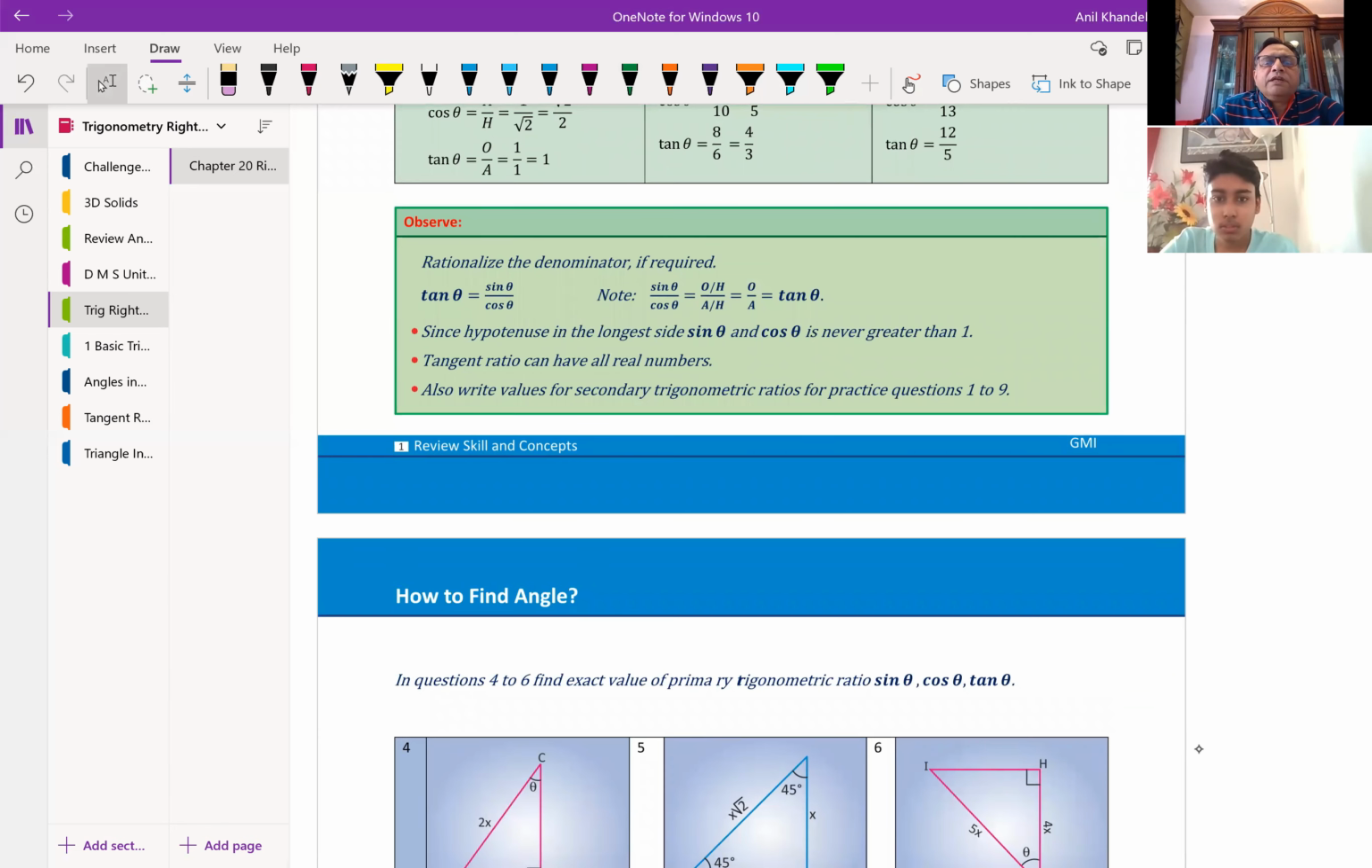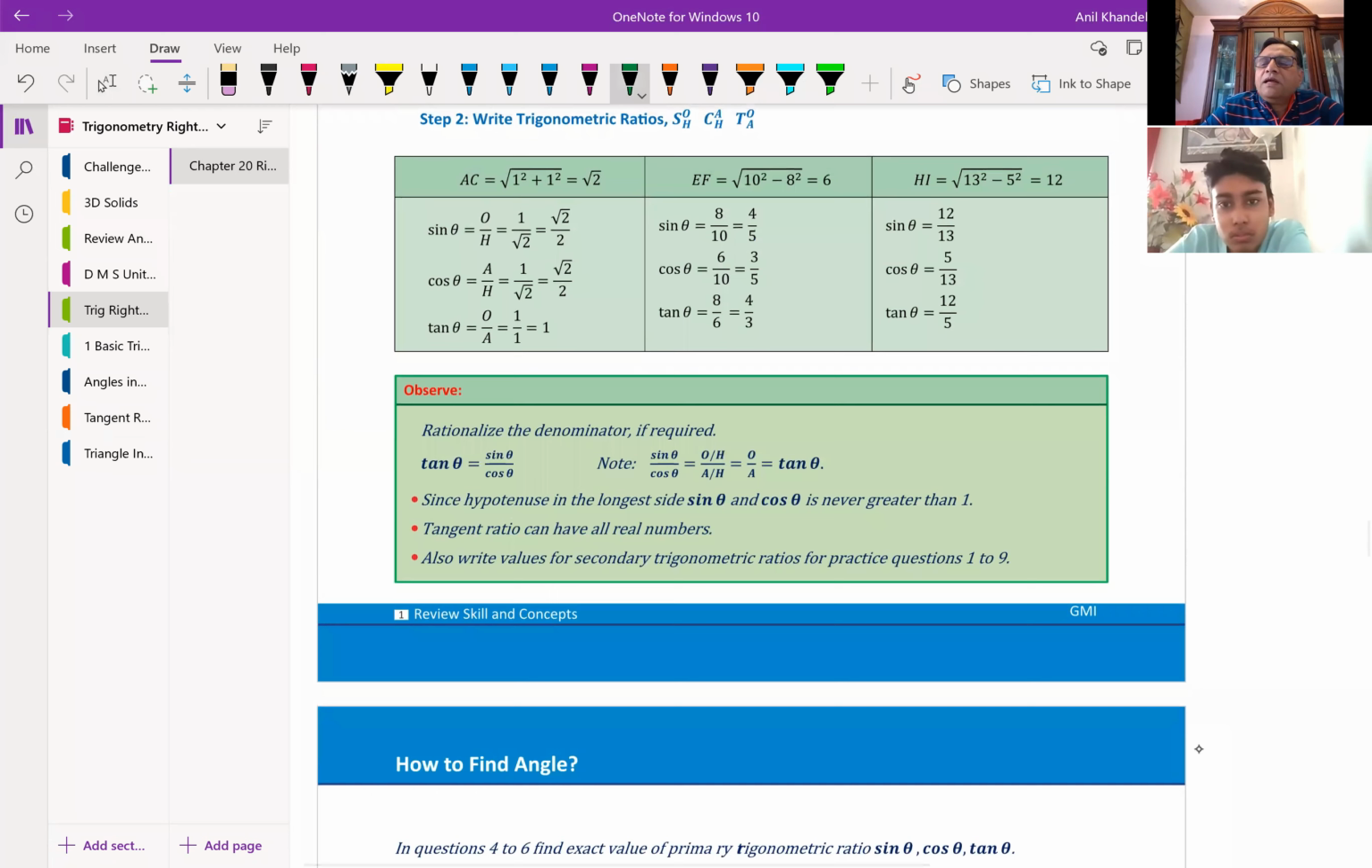Now, many times we need to rationalize the denominator. What I'm trying to say here is, if I have 45 degrees and I get sine of 45 degrees, I will say it is equal to 1 over square root 2. Do you agree with me? Yes, sir. Correct. But writing square root 2 in the denominator is not a good way. We normally rationalize. Have you done rationalization?